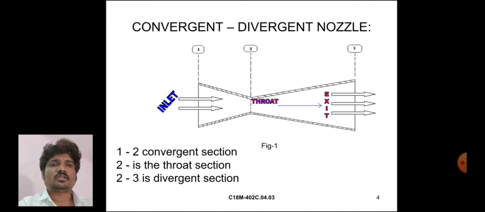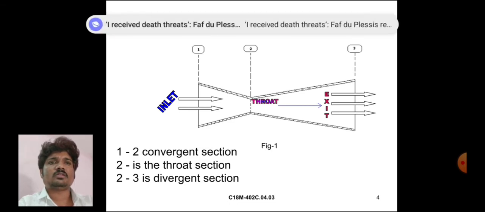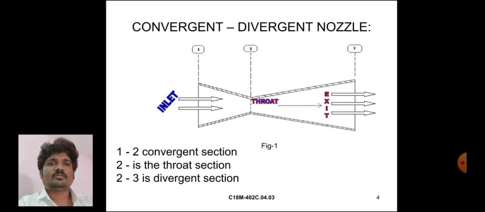2 is the throat section. 2 to 3 is the divergent section. In this divergent nozzle, the cross sectional area at entry is minimum and at exit is maximum. This type of nozzle is called a divergent nozzle. This is called a convergent divergent nozzle: inlet, throat, exit. 1 to 2 is the convergent section, 2 is the throat section, 2 to 3 is the divergent section.